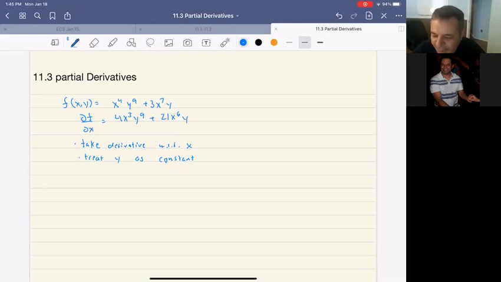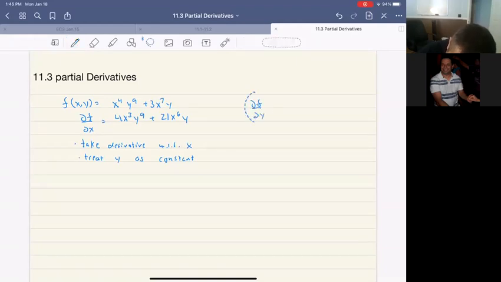It takes just a little bit. You've got to be a little bit careful. Okay. Let's take the partial of f with respect to y. Okay, partial of f with respect to y. We're going to take the derivative with respect to y, treat y as constant. Sorry, treat x as constant.